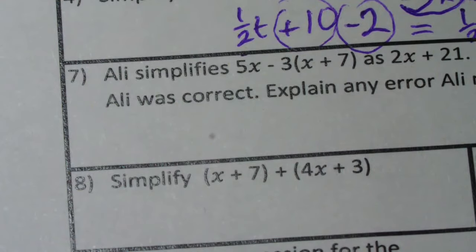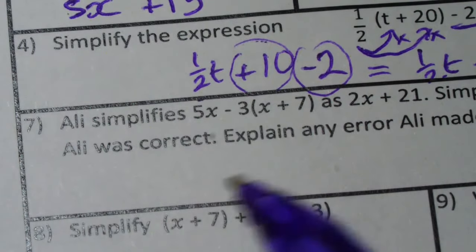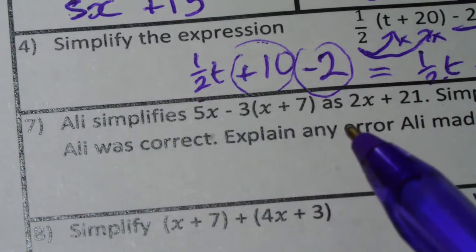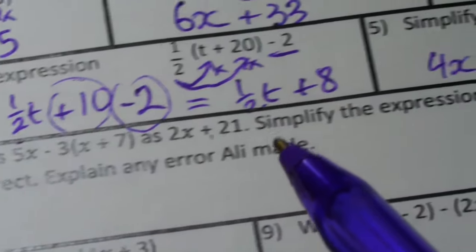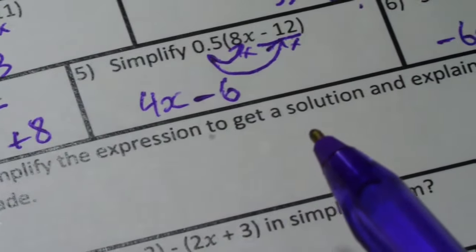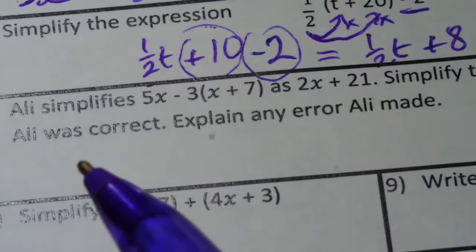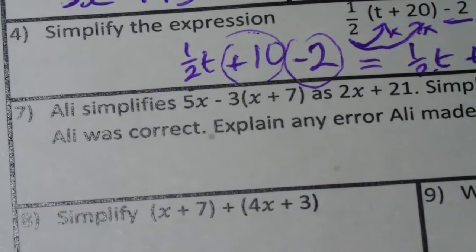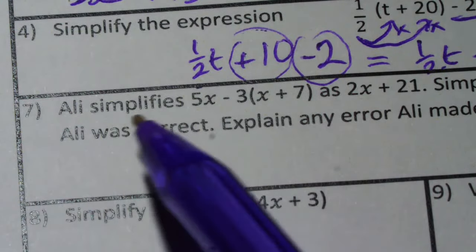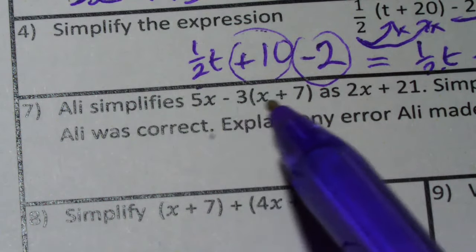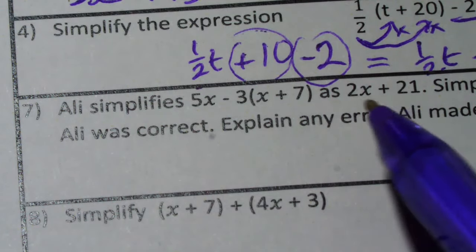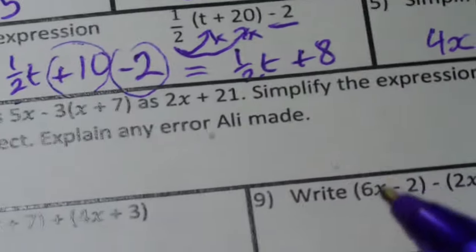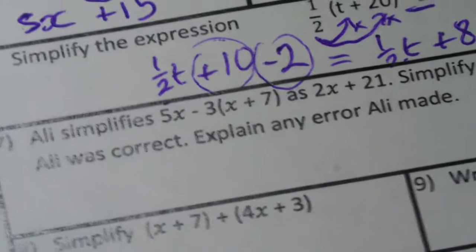Okay, question number 7. It says here, Ali simplifies 5x minus 3 brackets x plus 7 as 2x plus 21. Simplify the expression to get the solution and explain if Ali was correct. Explain any errors Ali made. So the question is saying Ali simplified this question and he got this answer. Now we have to simplify the question to get an answer, and we have to see if Ali is correct. So let's do the question.